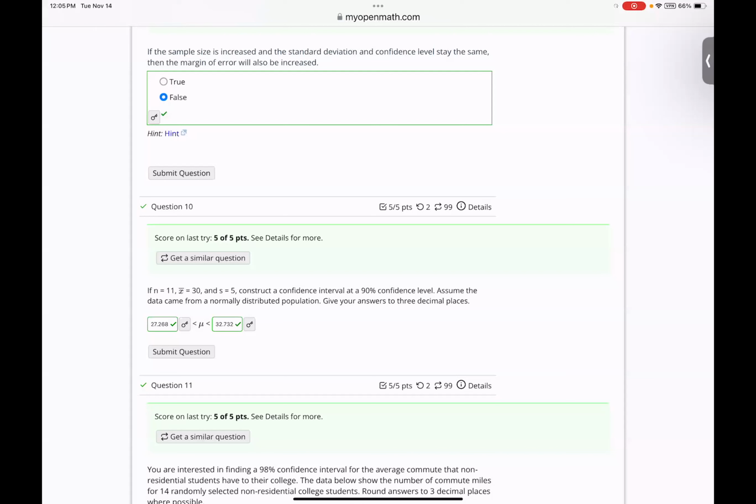All right, question 10. If n is equal to 11 and x bar is equal to 30 and s is equal to 5, construct a confidence interval at a 90% confidence level. Assume the data came from a normally distributed population. Give your answers to 3 decimal places. So this is just a confidence interval. So we're just going to go over to our stat menu and our test menu and create a confidence interval for the mean.